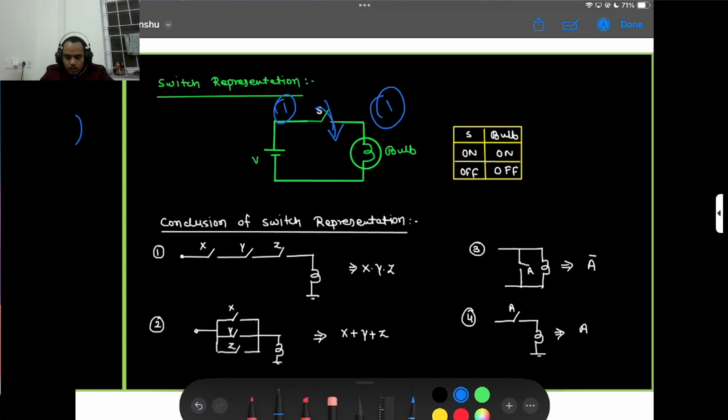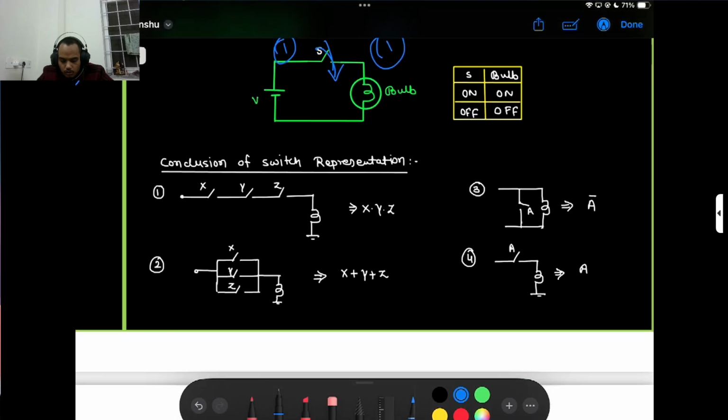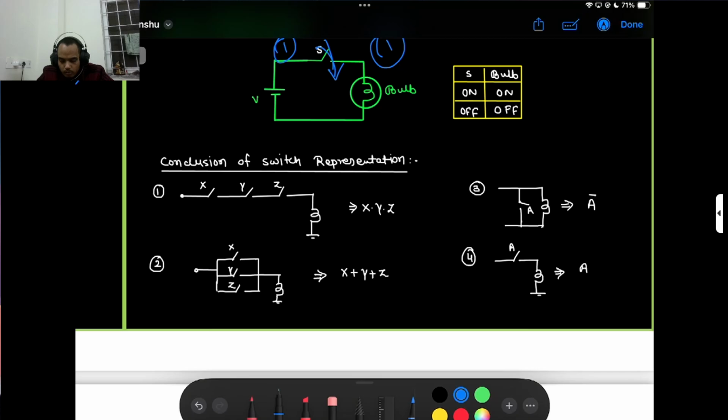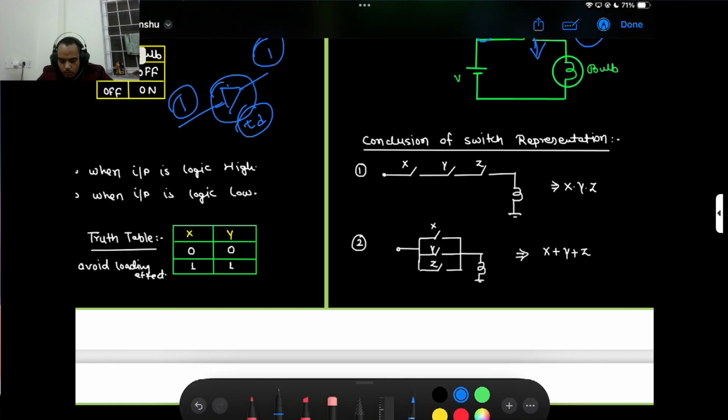Just like this. And the conclusion of switching representation: xyz, something like that, and x plus y plus z is also something like that. So this is my switching representation.